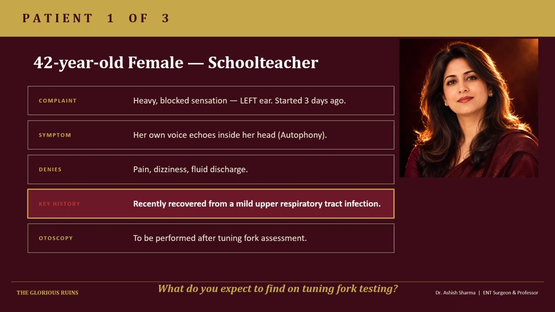We have 2 possibilities. Left conductive blockage making bone vibration sound louder, or perhaps right sensory neural problem making the left ear win by default. Now, the recent URTI history is already nudging me towards conductive loss. So let us confirm it with Rinne. So we do a right Rinne's test, fork on the right mastoid.